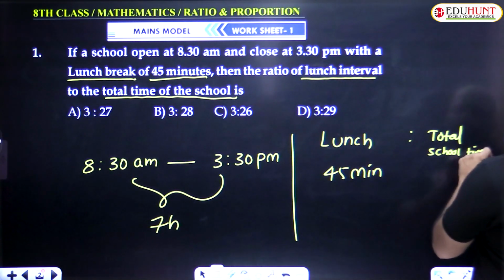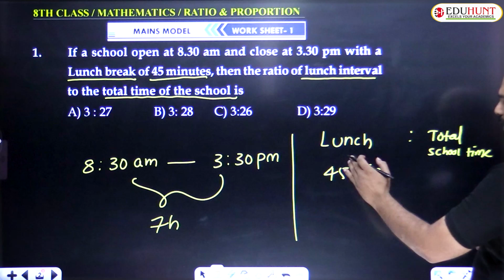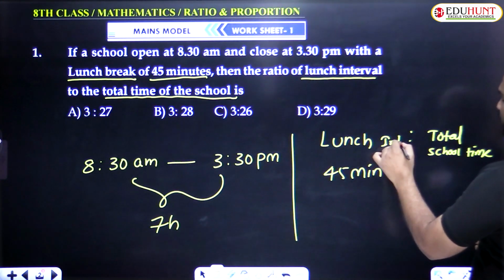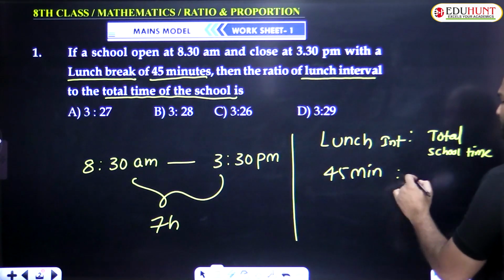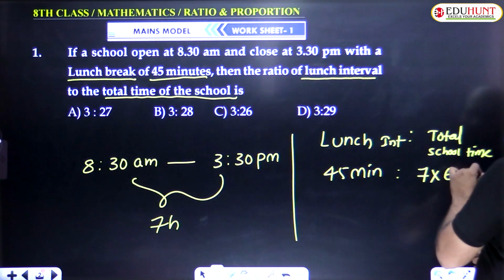is already 7 hours. So for the ratio you should maintain the same units. The lunch interval is already given, 45 minutes. So 45 minutes, school time 7 hours. Hours also must be converted into minutes, 7 into 60 minutes. This is very important.